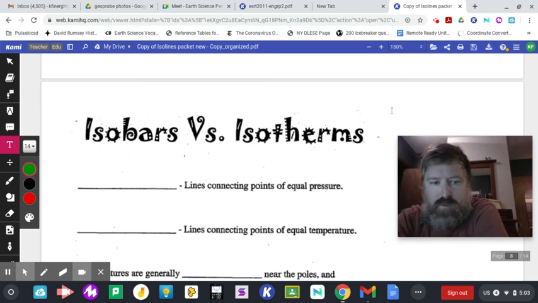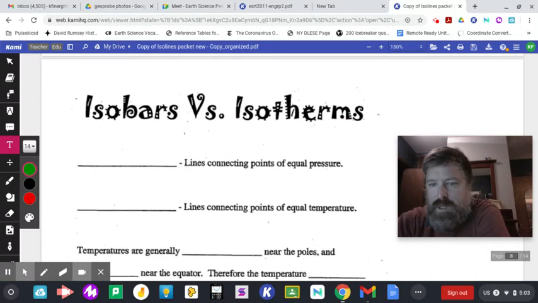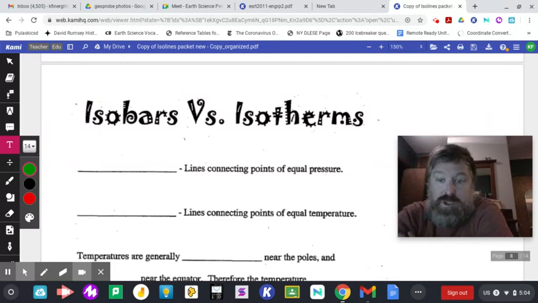All right, everybody, welcome to Earth Science. Here we go with page 8. Again, even though my page numbers themselves have gotten a little bit off, I rearranged this. No big deal. We're going to break it down to two specific kinds of isolines.